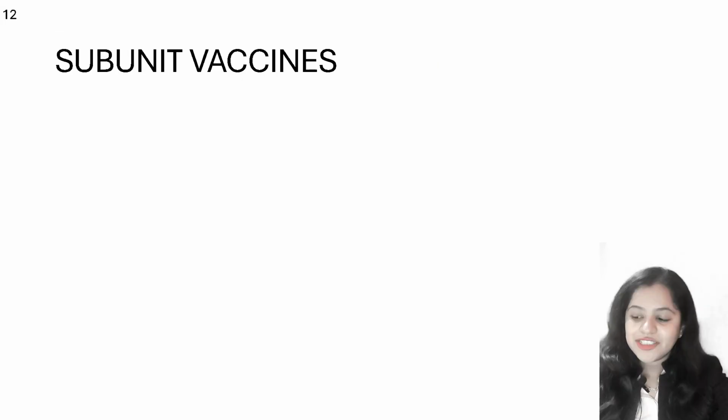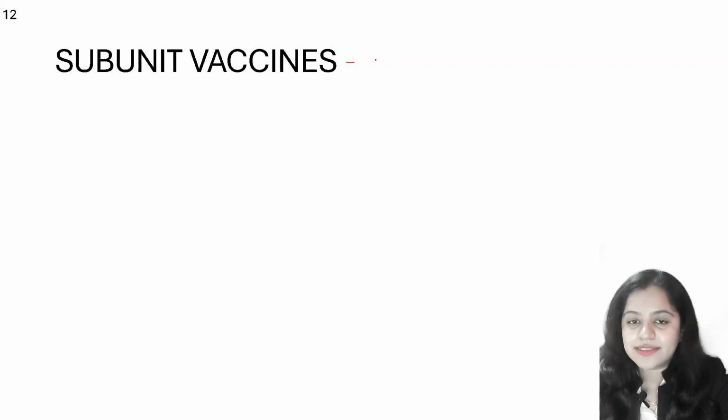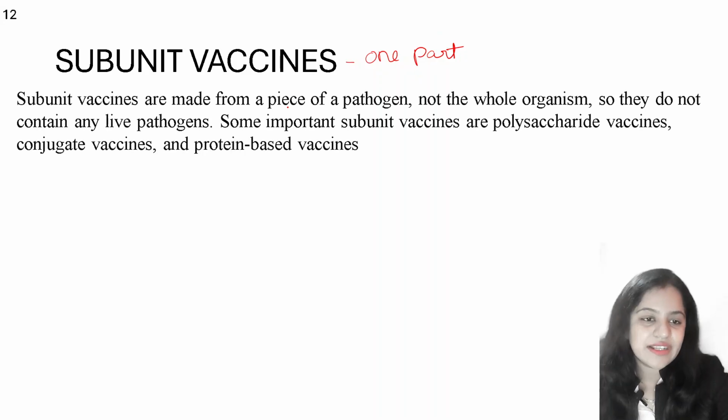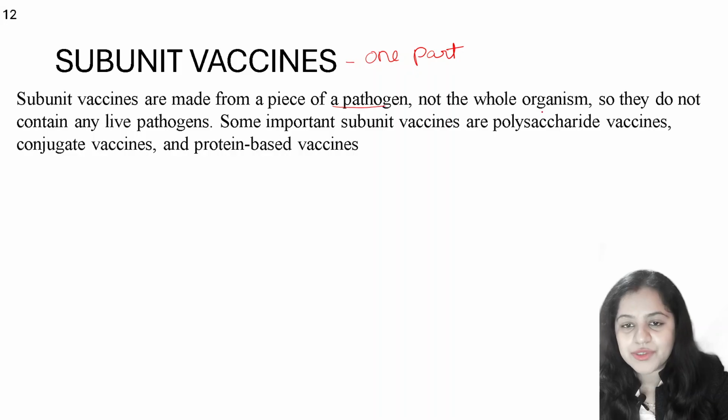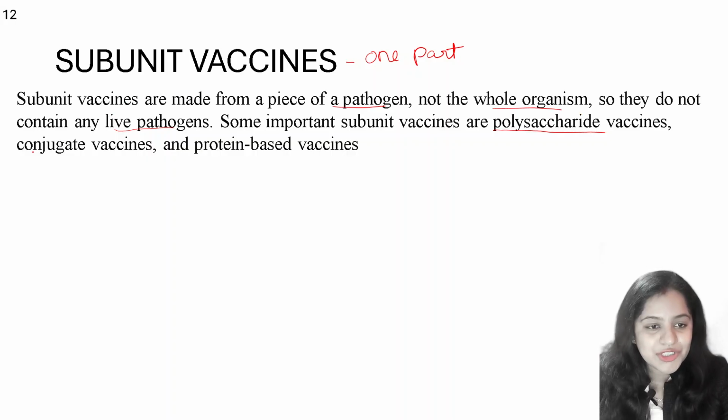Now let's talk about your subunit vaccine. See, your subunit vaccine is not made from the whole organism. It is made from only one part of the organism. Okay, so let's see the definition. Subunit vaccines are made from a piece of a pathogen, not the whole organism. So they do not contain any live pathogen. Some important subunit vaccines are your polysaccharide vaccine, conjugate vaccine, and protein-based vaccine.